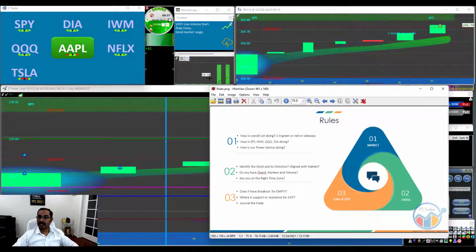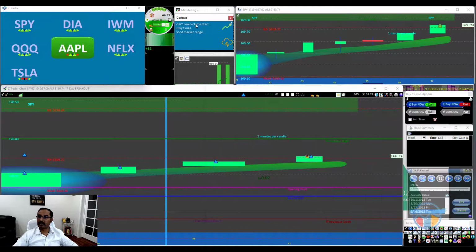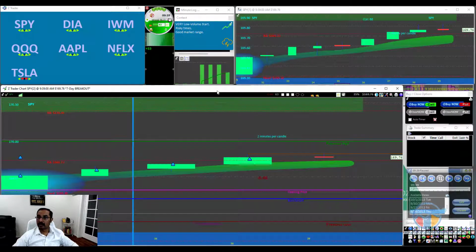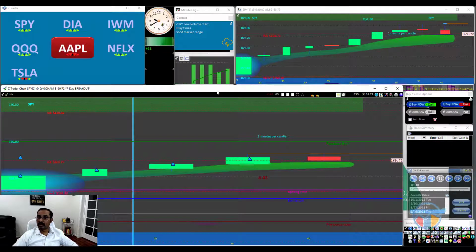And then what is Power Genius? This one is a Power Genius, and it has a positive 32. It's minus 100 to plus 100, just for reference. And you see overall it's green, this one also green, and most importantly it will give you context of what it is, right? Very low volume start, risky time, good market range. So it gives you an idea, and this one is dynamically changing. After a few minutes it could change, or it will give you a different perspective.